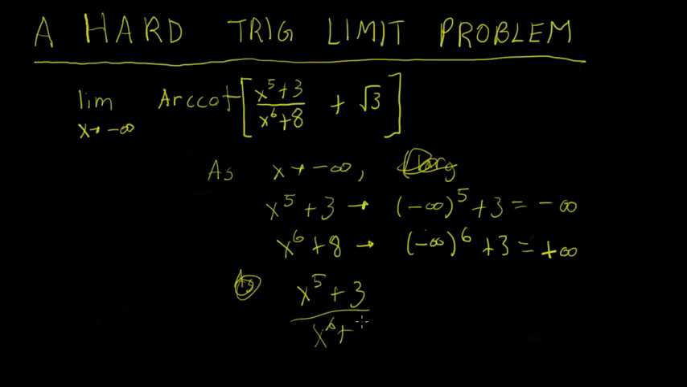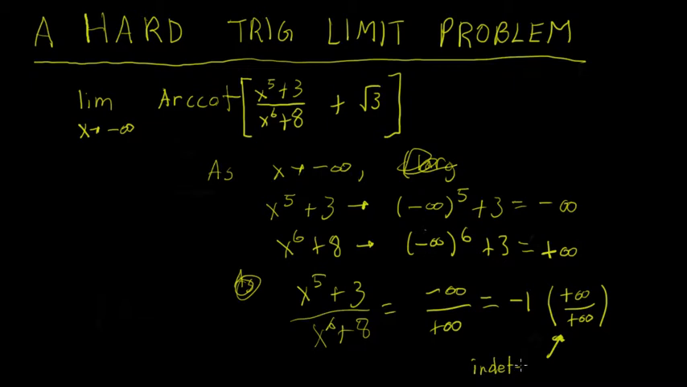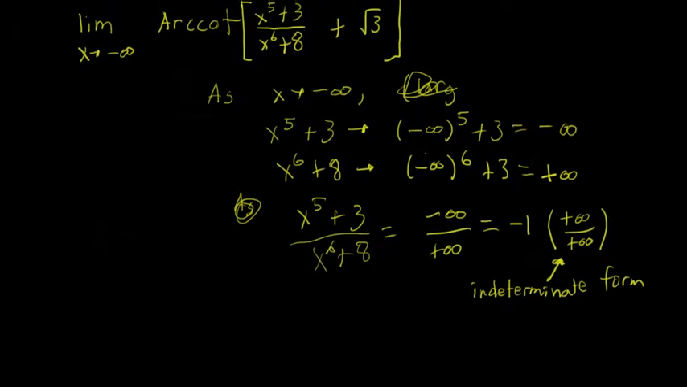All right, so I have negative infinity over positive infinity. Well, that's the same thing as negative 1 times positive infinity over positive infinity. And if you'll remember from the indeterminate forms video, this is an indeterminate form. So this means we have more algebra to do. So what do we do?